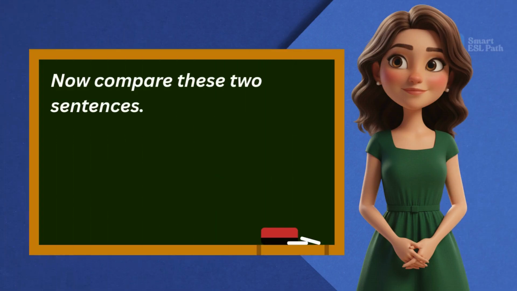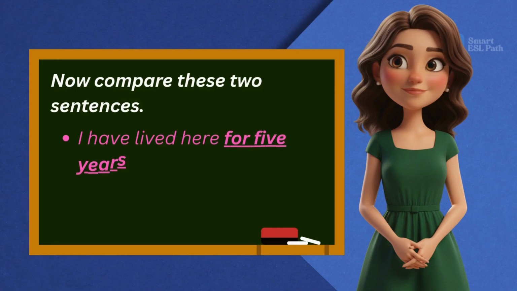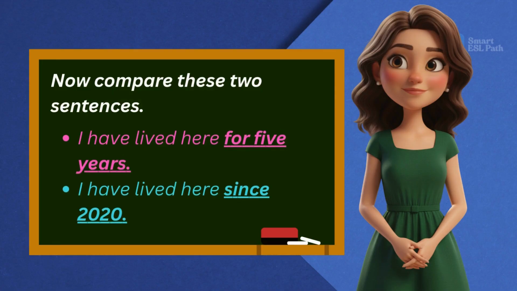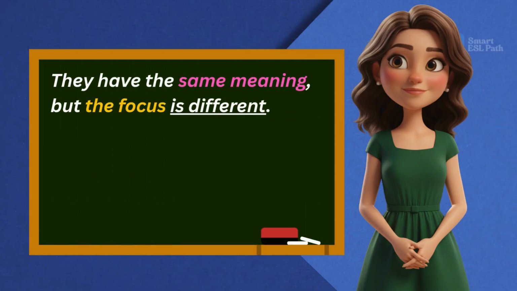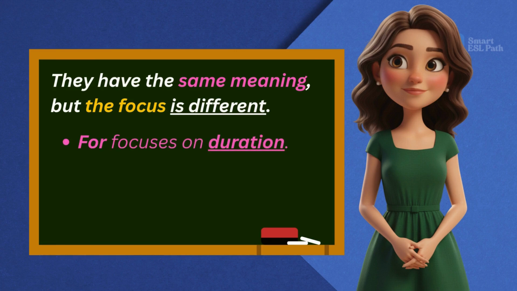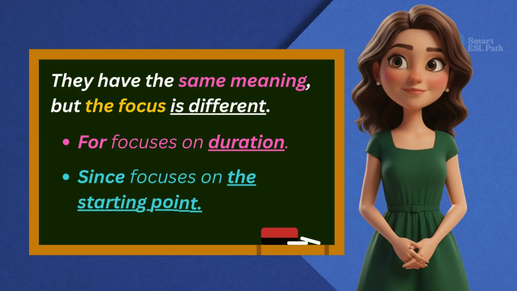Now compare these two sentences. I have lived here for 5 years. I have lived here since 2020. They have the same meaning, but the focus is different. For focuses on duration. Since focuses on the starting point.